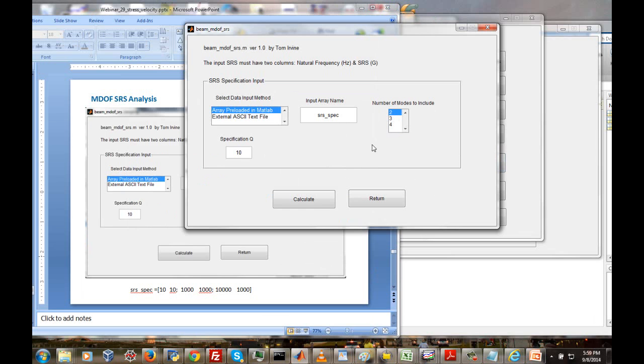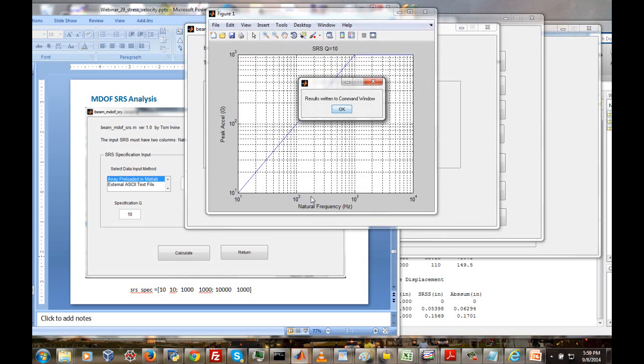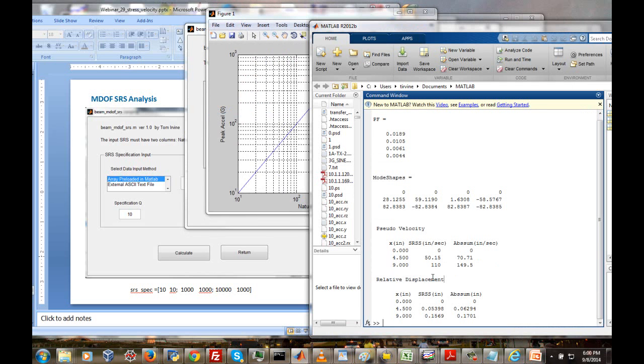So we go back to here, and we have an option for how many modes we want to include. If, for example, we include 2 modes here, we're going to take the first 2 natural frequencies and pick off the corresponding acceleration in g from the SRS curve, and then convert that to equivalent pseudo velocity in inches per second. And if we do that, you can see we actually have 2 different methods.